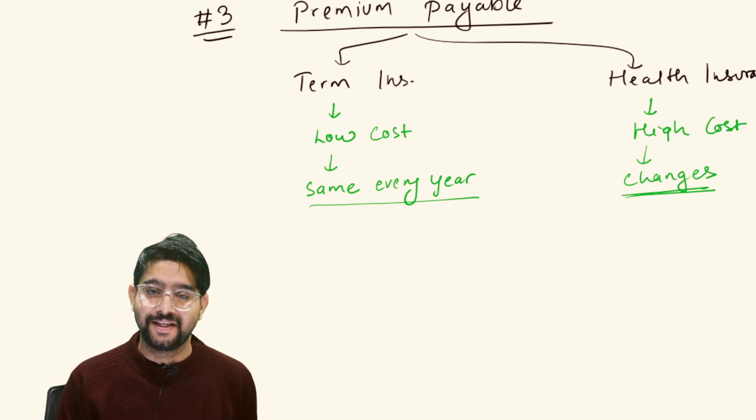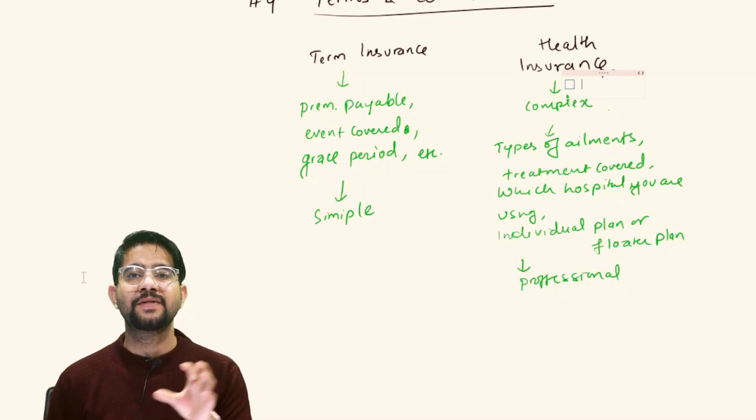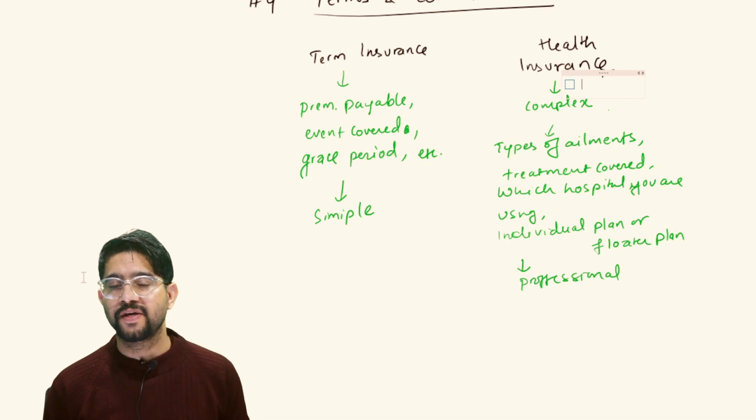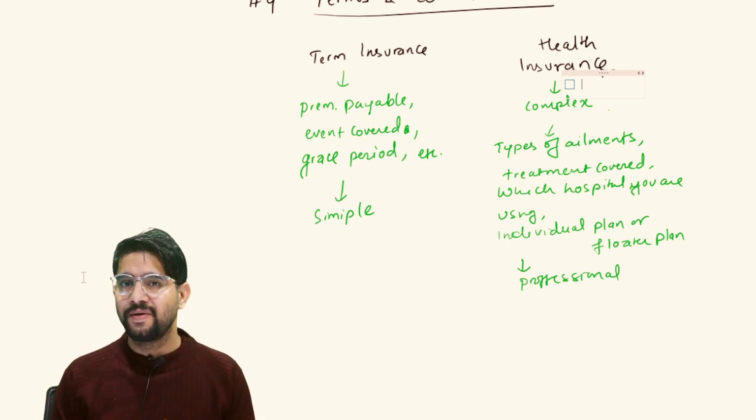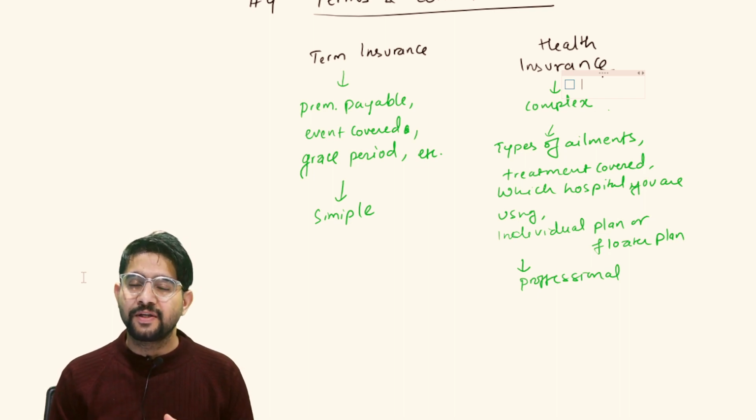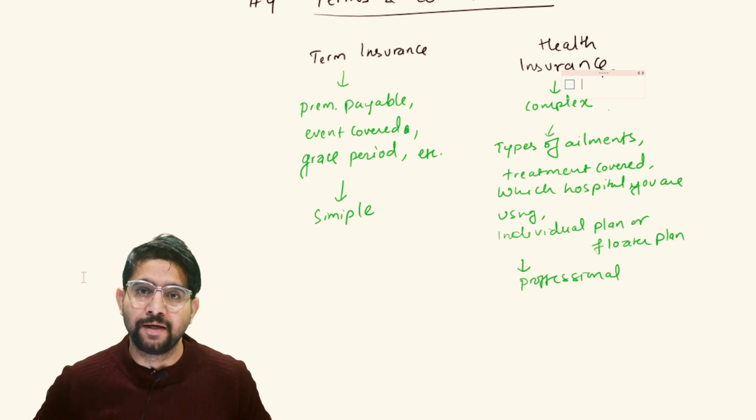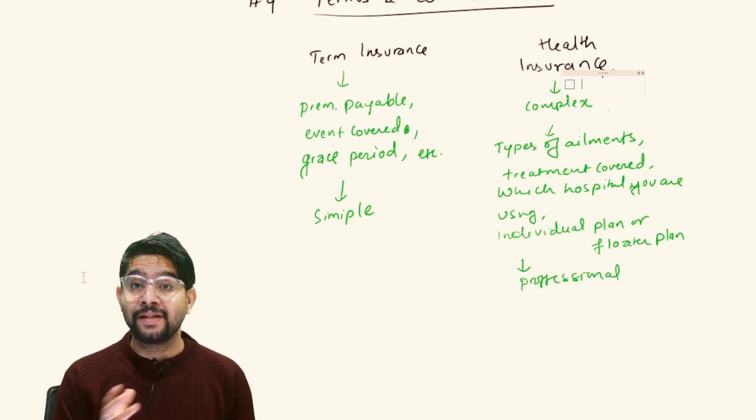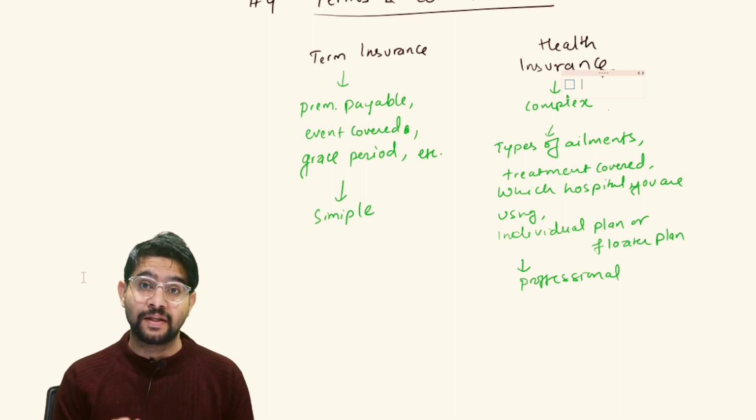चौथा जो डिफरेंस है, that is in relation to the terms and conditions those are used in these two different policies. टर्म इंश्योरेंस जो है समझने में थोड़ा सिंपल है. इसमें प्रीमियम पेबल, ग्रेस पीरियड, इवेंट कवर्ड, ये सारी चीज़ें आसानी से समझ आ जाती हैं. On the other side, हेल्थ इंश्योरेंस काफ़ी कॉम्प्लेक्स हो जाता है. उसमें बहुत सारी चीज़ें समझने को रहती हैं.